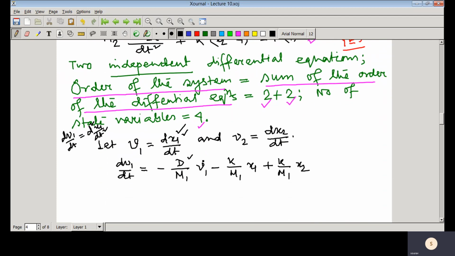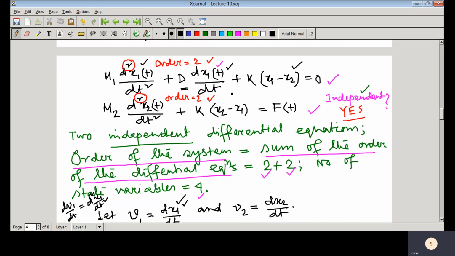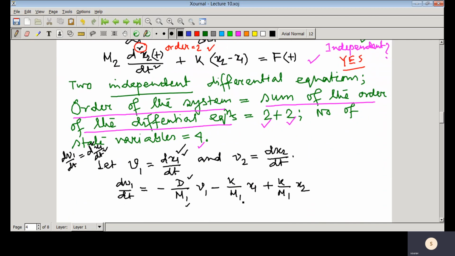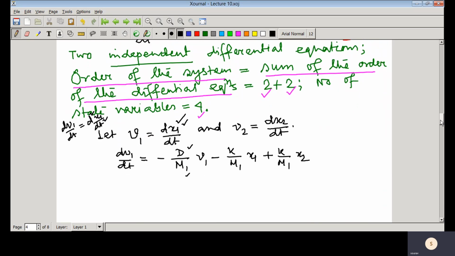So here you can see that minus d v1, and if you divide the whole terms by m1, that would be minus d by m1 v1. Similarly for the other term, you can see here that k x1, and here we have written minus k x1 divided by m1, and the other term is this thing. Similarly, the other equation can be represented as dv2 by dt equal to minus k by m2 x2 plus k by m2 x1 plus 1 by m2 f(t). So f(t) is that applied force.